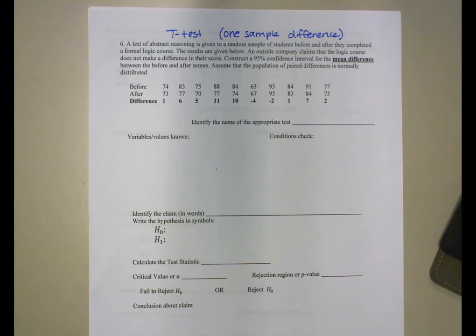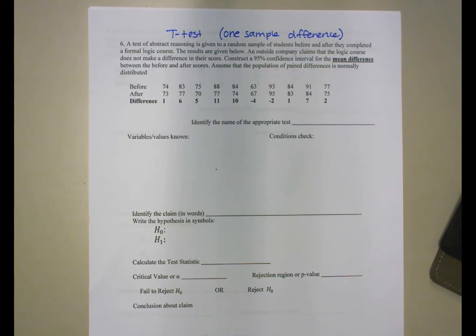Number 6 says a test of abstract reasoning given to a random sample of students before and after they completed a formal logic course. The results are given below. An outside company claims that the logic course does not make a difference in their score. Construct a 95% confidence interval for the mean difference between the before and after scores. Assume the population of paired differences is normally distributed.